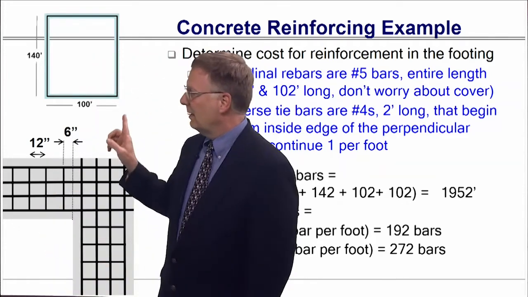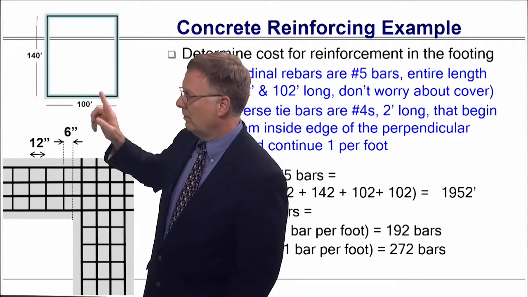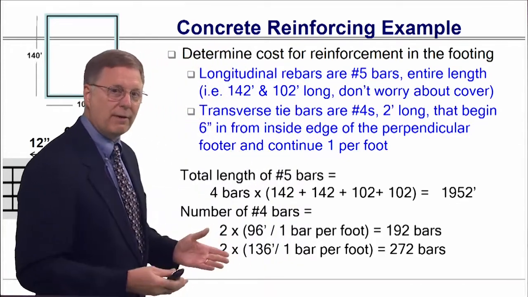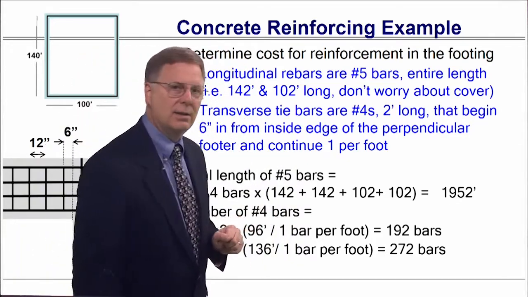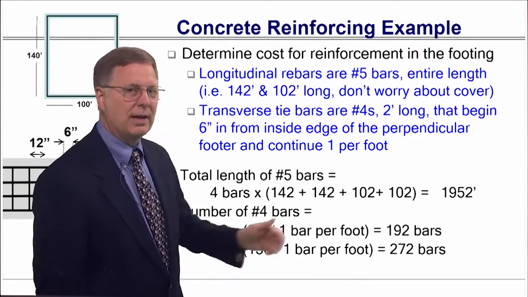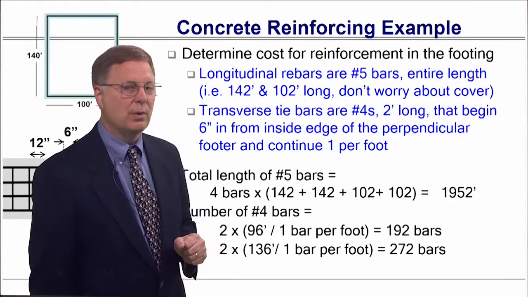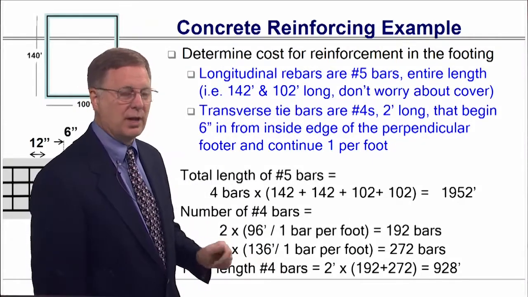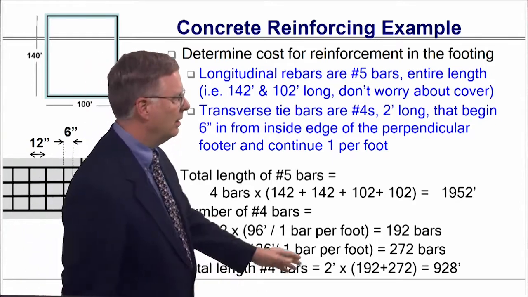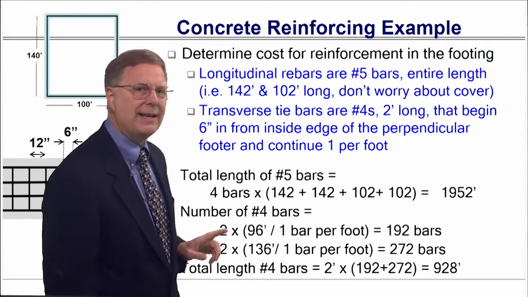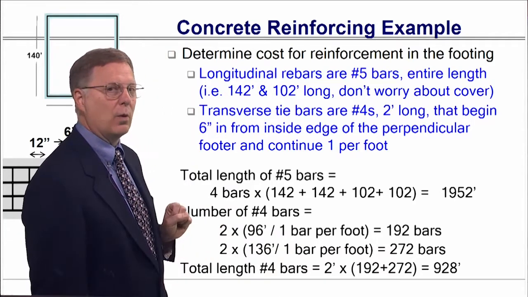Then I've got these 2 lengths over here, 136 each. And 1 bar every foot is going to give me 136 bars. I can multiply times 2. I come up with a whole total number of bars of 272 bars. So the total length of number 4s, I've got 2 feet each. 192 plus 272 times 2 gives me 928 feet of number 4 bars.